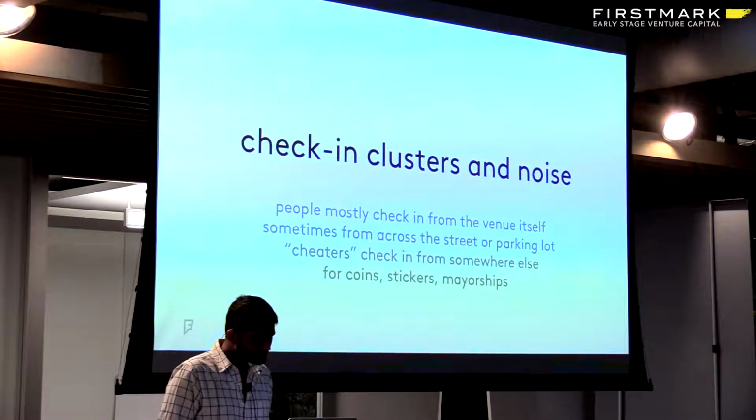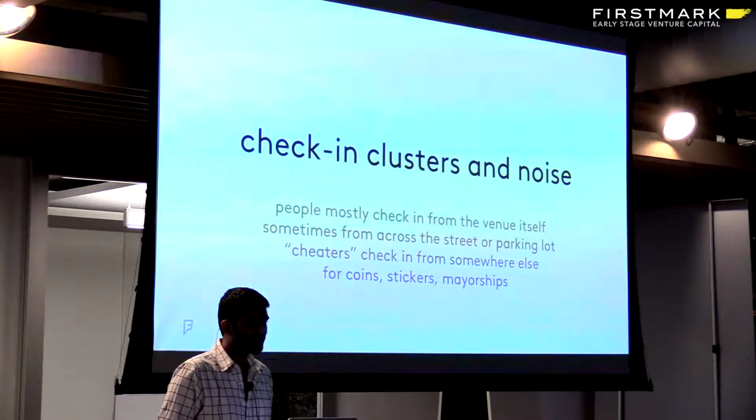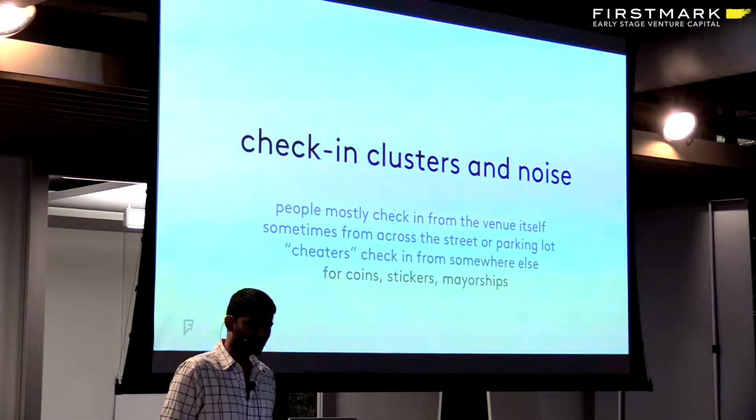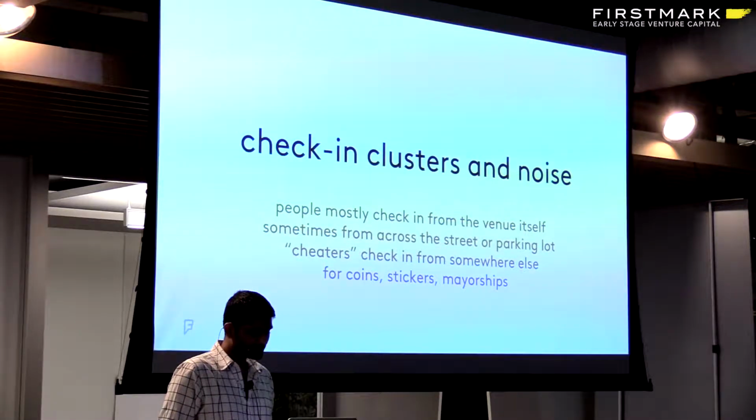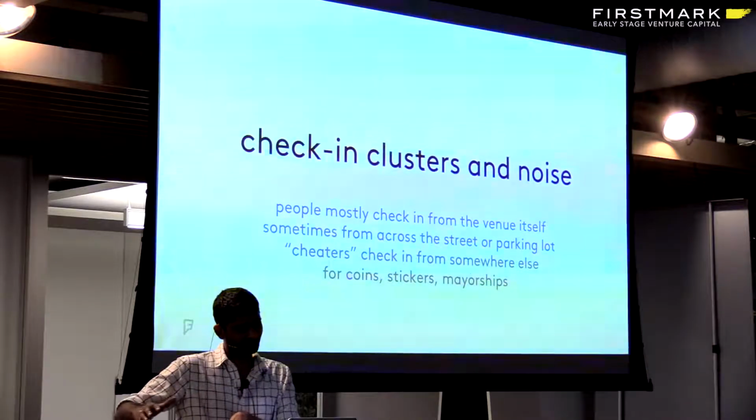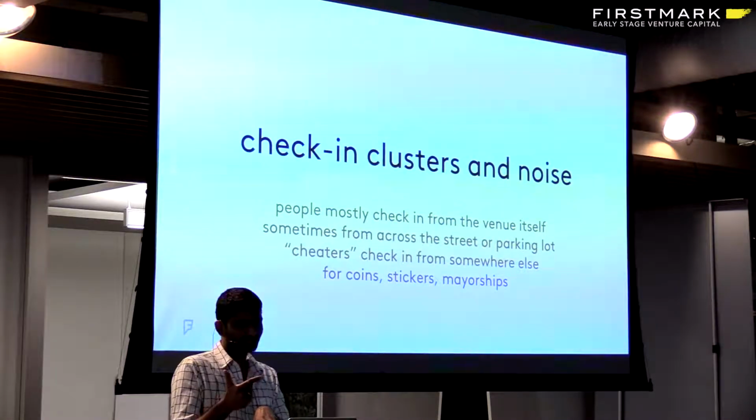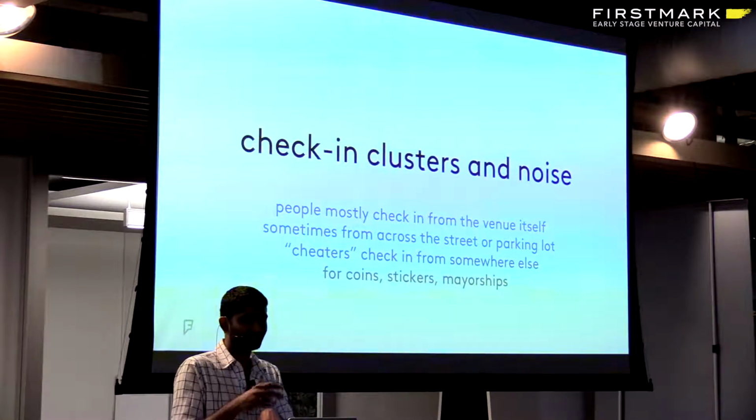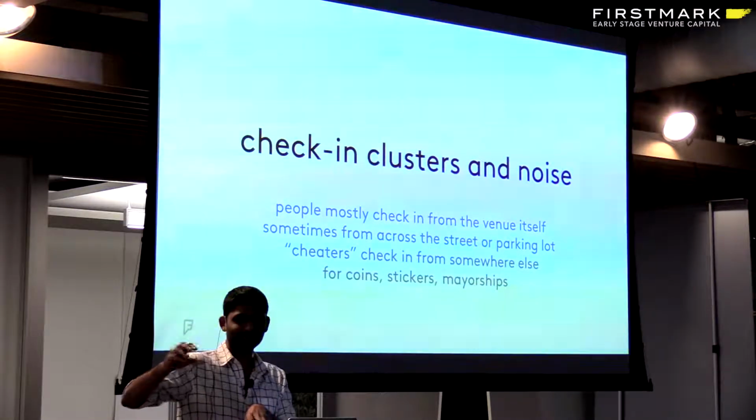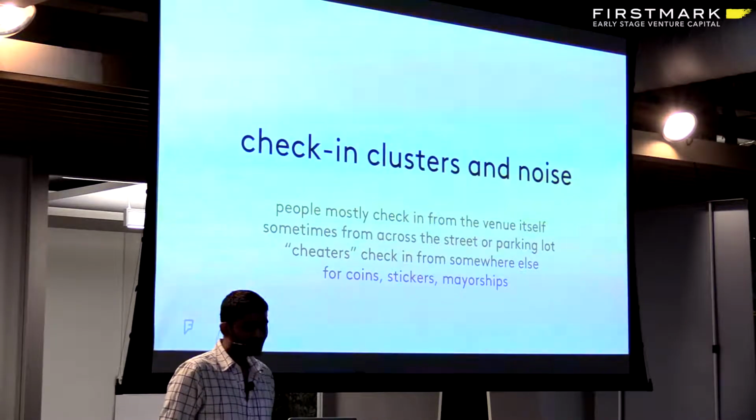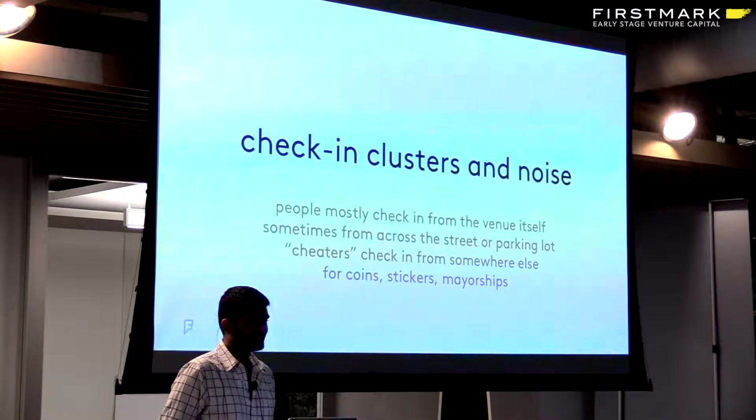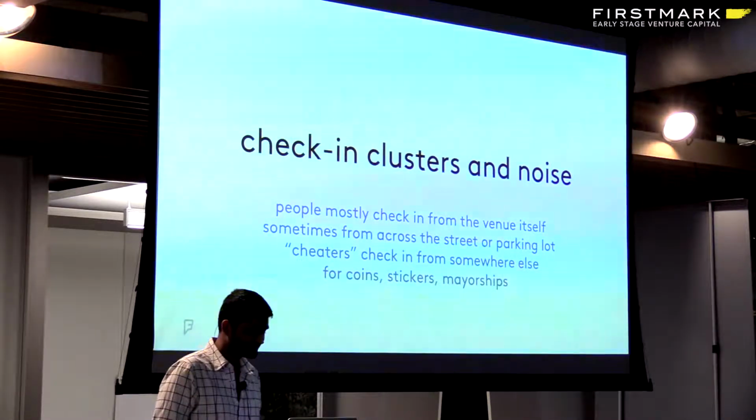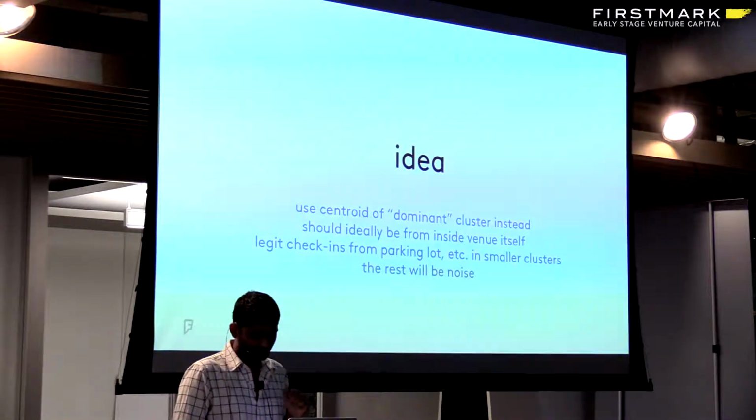in order to earn coins or unlock stickers or become mayor of a place. And so we have simple checks to try and detect obvious cheat check-ins, but we also have some very motivated and persistent users who have been known to gradually check in from further and further away from the center to A, thwart our cheat detection, and B, gradually move the centroid closer to wherever they want it to be, I guess. Honestly, with the things that I've seen, there is nothing about user behavior that can surprise me anymore. So this is just something we need to live with, regardless.